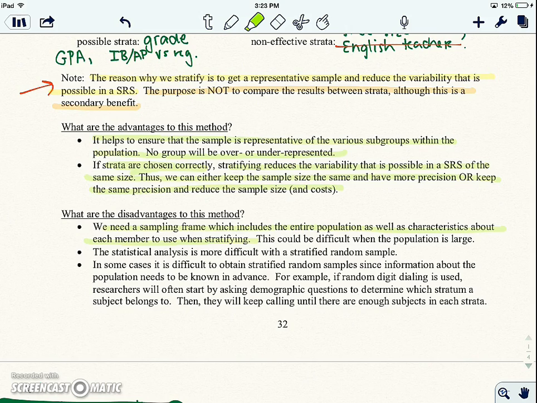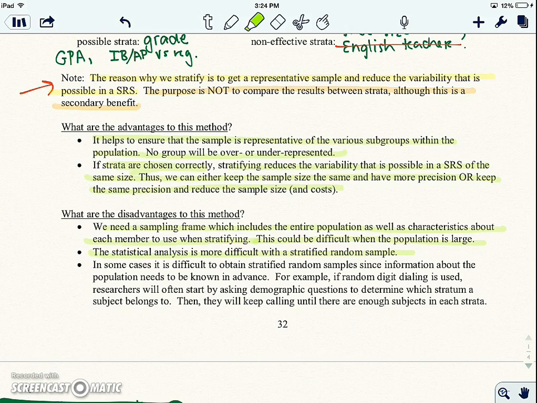Okay, if we were going to do it at school, we would need to know which students are in the 9th grade, 10th grade, 11th grade, and 12th grade, and randomly select from all 9th graders, all 10th graders, all 11th graders, and all 12th graders. Okay, this could be difficult when the population is really large. Also, the statistical analysis is more difficult with a stratified sample because we have to look at 3 or 4 different samples.